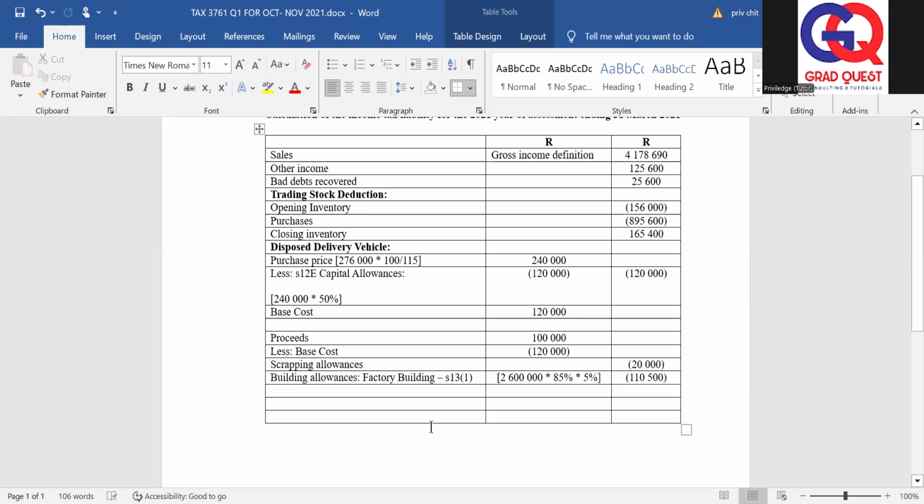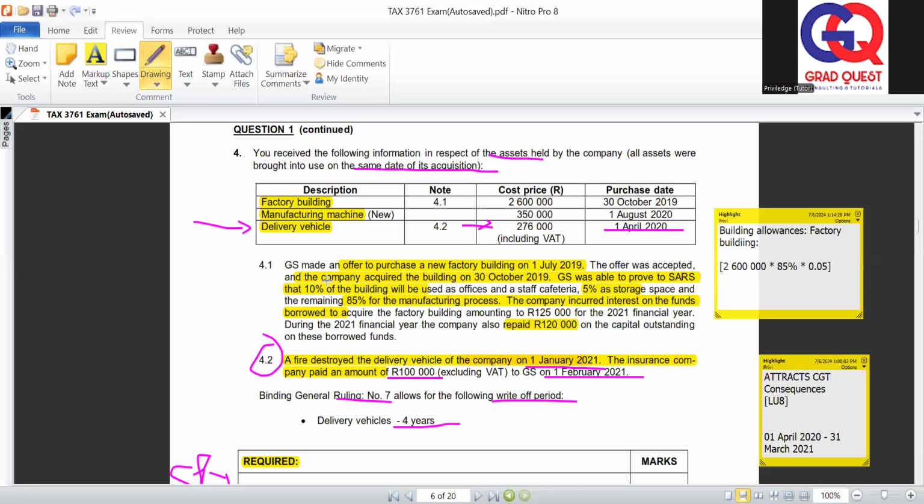All right. And then notice there's another aspect about this building, and I'm going to show it to you in the info. That very same building: notice the offer was accepted and the company acquired the building and was able to prove to us that 10% of the building will be used as offices and staff cafeteria. So there is an aspect about commercial or administrative buildings, which SARS also allows the taxpayer to claim 5% on. Then there's another part, which is 5% as storage space, and the remaining portion, of course, is for manufacturing purposes.